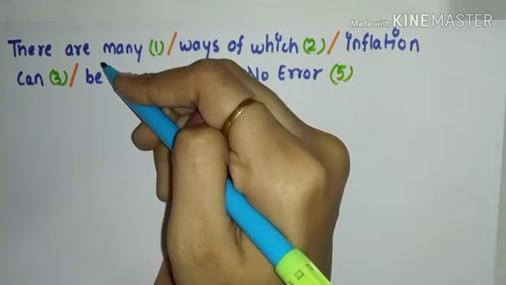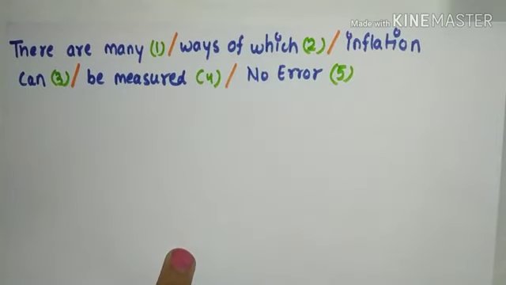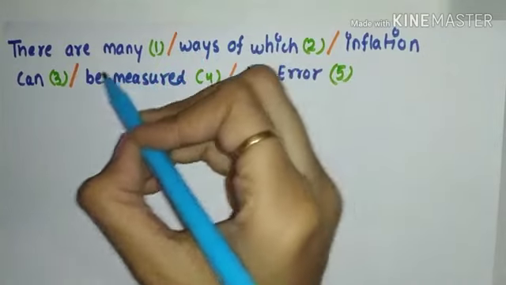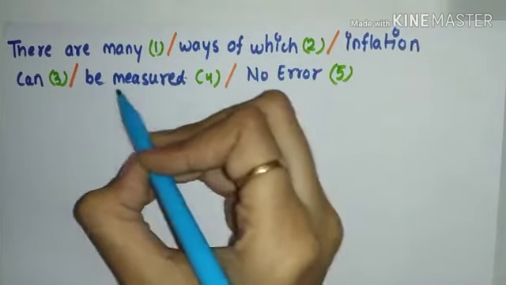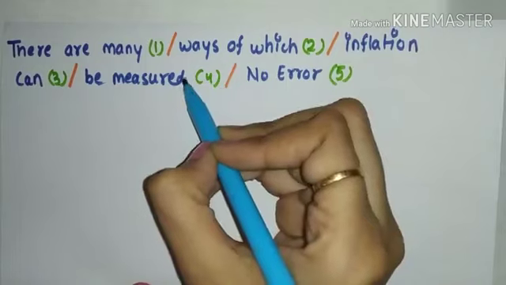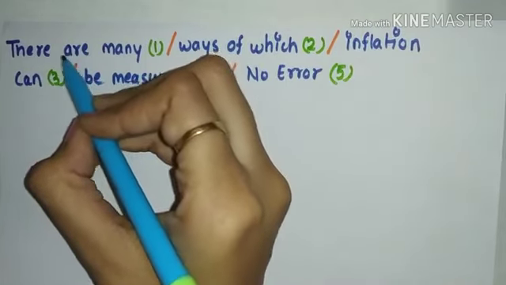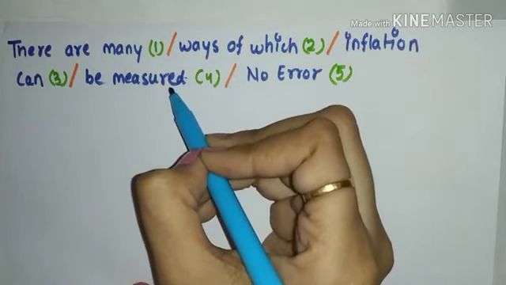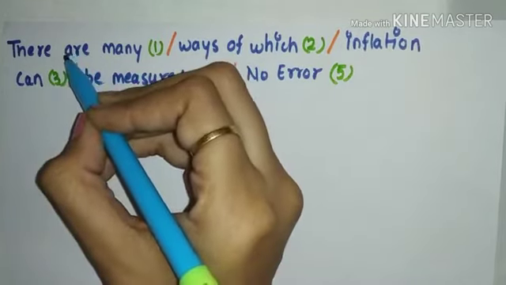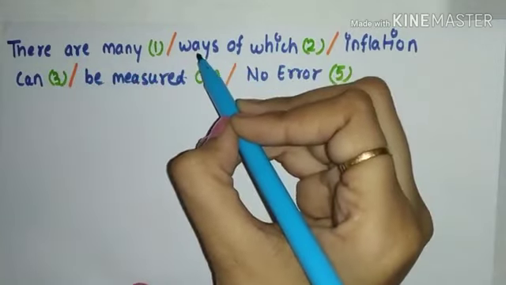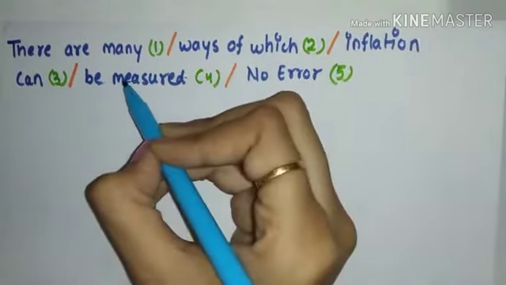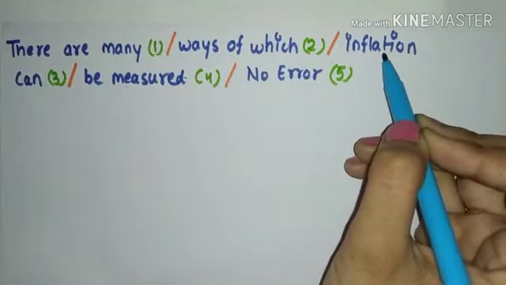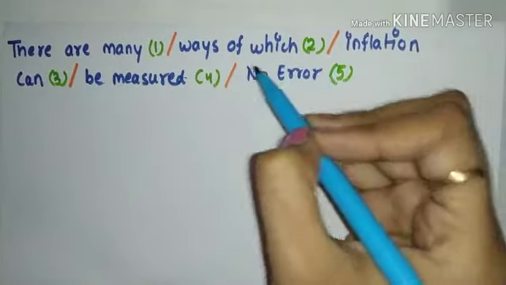Here is our next example. There are many ways of which inflation can be measured. Is "be measured" correct or not? Can be measured, since all the sentence is going in the present tense, and this one is in the past tense. So is it correct? Once again, read this sentence. There are many ways of which inflation can be measured. They are specifically talking about the measurement of inflation.